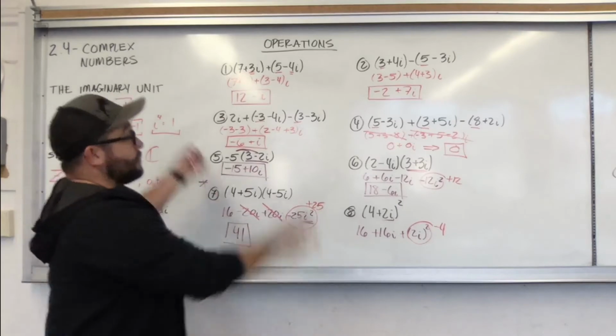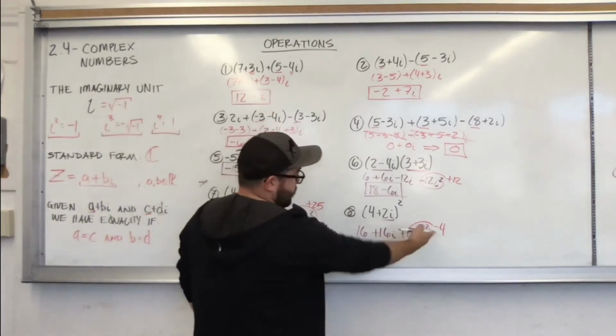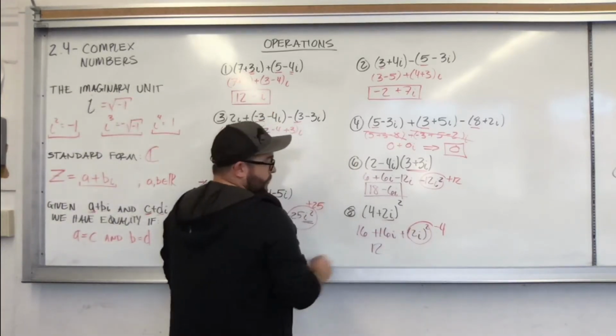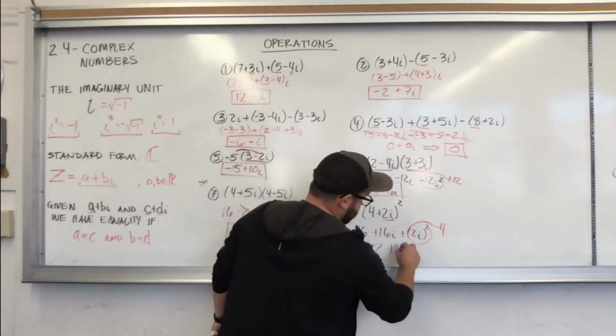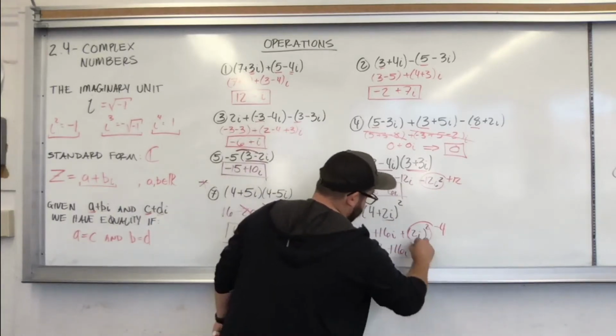And like before, just addition and subtraction. 16 minus 4 gives us 12. And then this imaginary piece of the plus 16i is untouched.